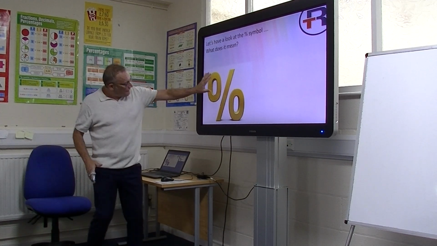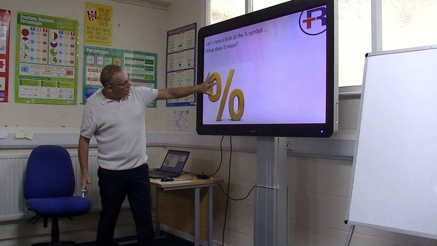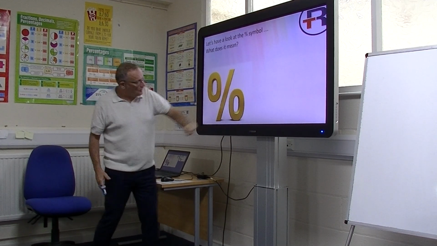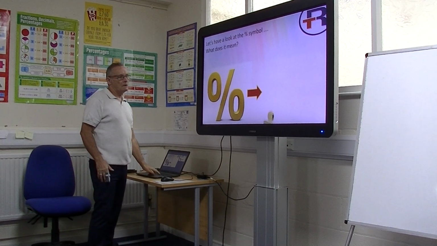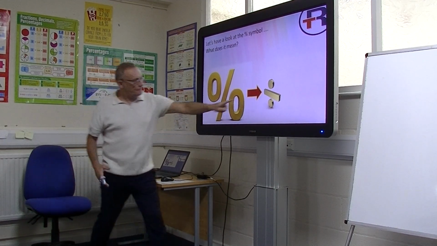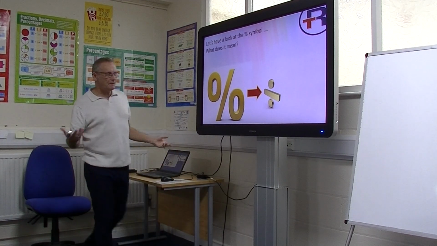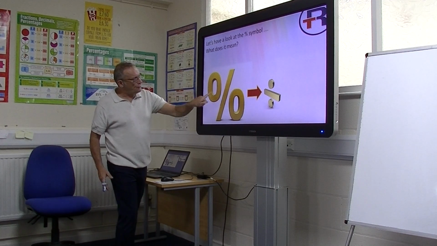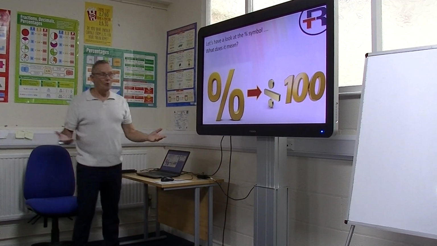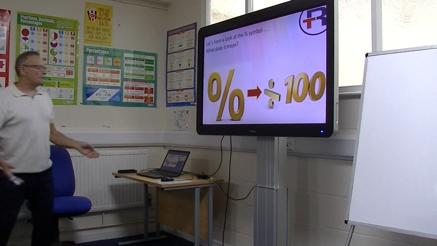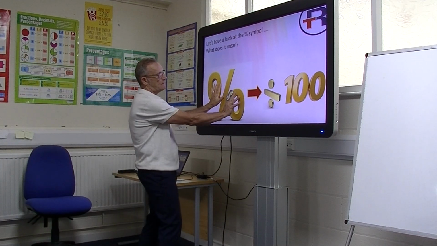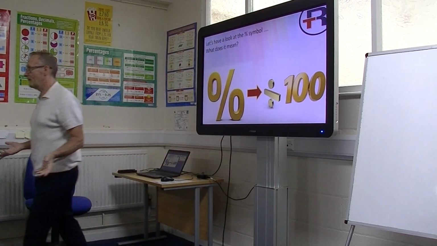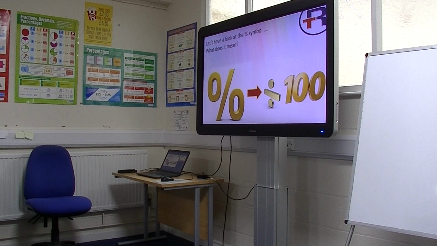Well, when we look at it, it's made up of a circle, or a zero, or a dot, or whatever you want to call it, a line, and another circle. That's a divide sign. There's your line, there's your two dots. It's a 1 and 2 noughts, 100. So that percentage symbol actually means divide by 100. That's what it means. That's what I want you to remember.